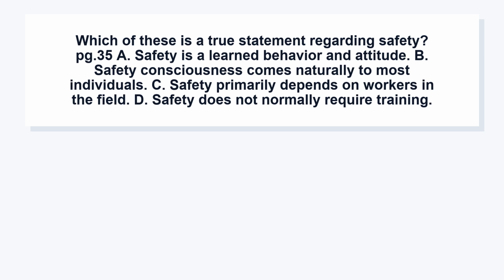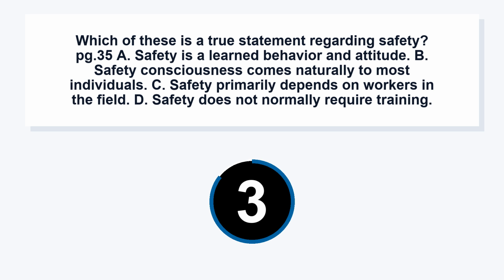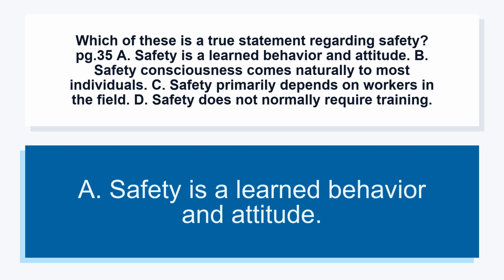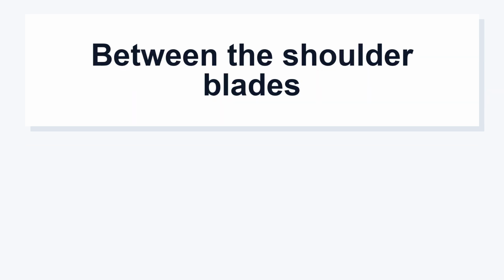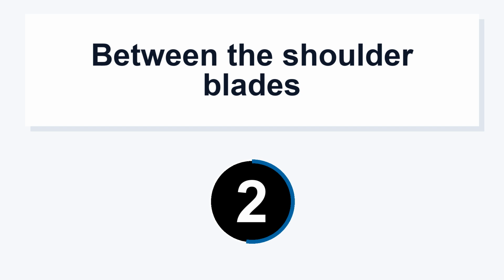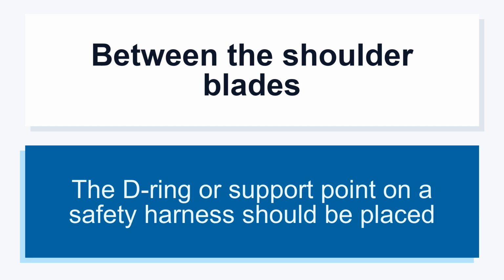Which of these is a true statement regarding safety? A. Safety is a learned behavior and attitude. B. Safety consciousness comes naturally to most individuals. C. Safety primarily depends on workers in the field. D. Safety does not normally require training. A. Safety is a learned behavior and attitude. Between the shoulder blades. The D-ring or support point on a safety harness should be placed.